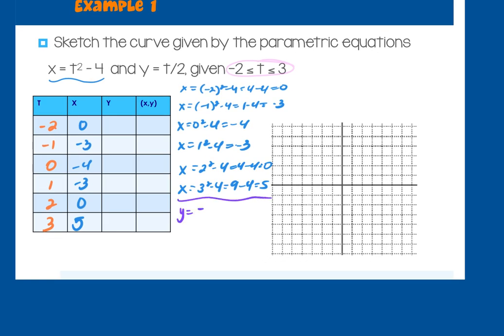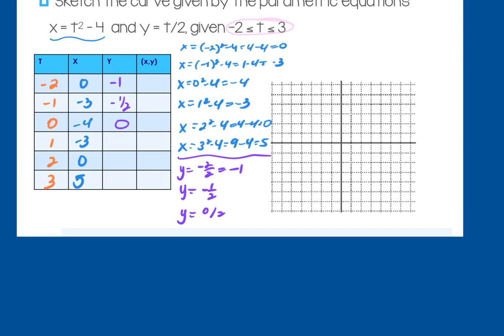Y equals negative 2 over 2, so negative 1. Y equals negative 1 over 2, so negative 1/2. Y equals 0 over 2, which is 0. Y equals 1 over 2. Y equals 2 over 2. And y equals 3 over 2. So you could leave it as 3 over 2 or 1.5. You're going to have to graph them anyway, so you could just rewrite it as that.